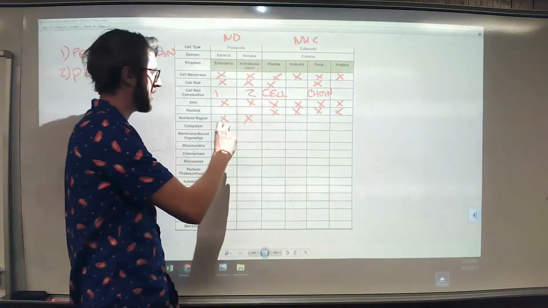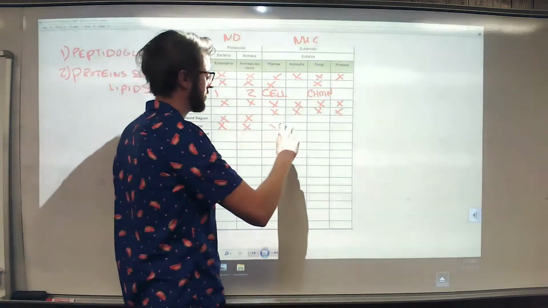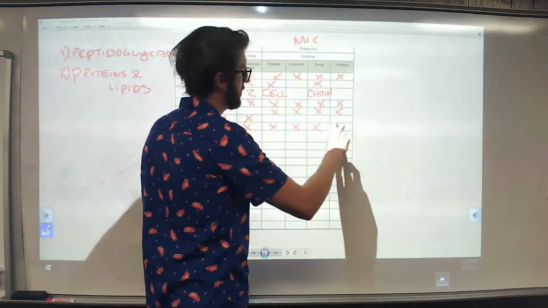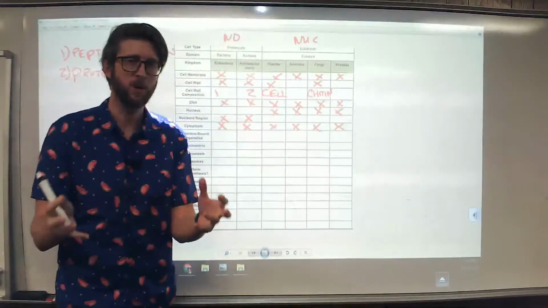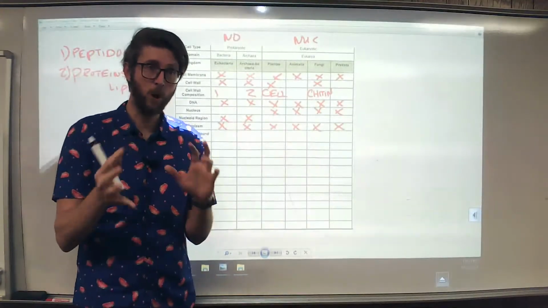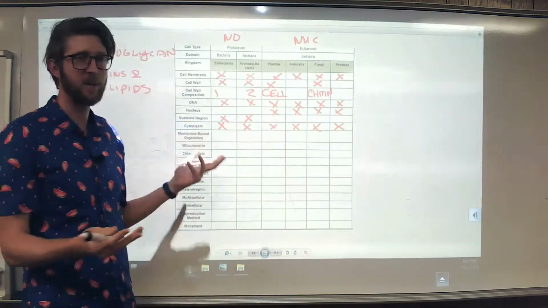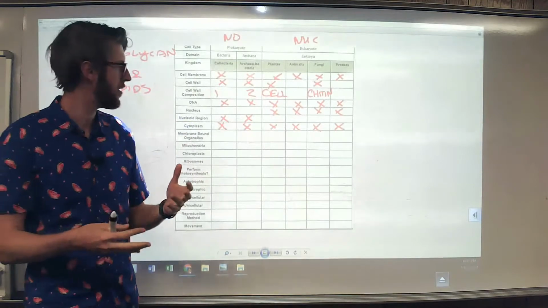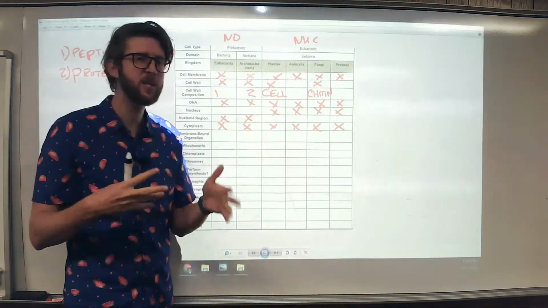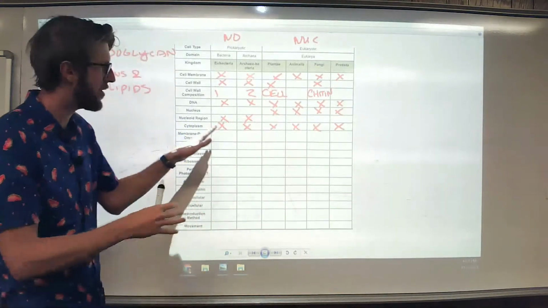Cytoplasm. Again, all cells have cytoplasm. If a cell is like a water balloon, the rubber part is like the cell membrane, and the water inside is like the cytoplasm. It's just like this liquid medium inside the cell that fills in all the empty spaces. Okay, so all cells have it.